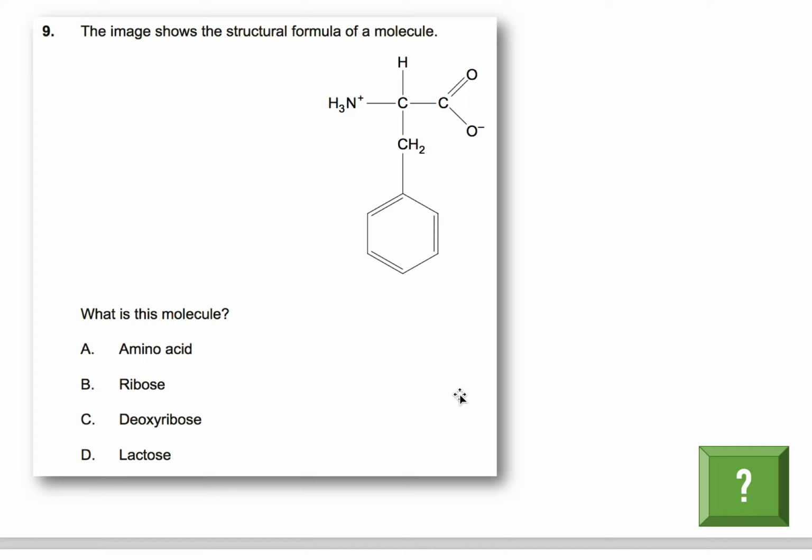Next one. The image here shows the structural formula of a molecule. Structural formula just means the actual way you draw out the molecule. So we can see automatically that this is an amino acid because we can see the N, this amino group here. It's bonded to a carbon, which is bonded to this R group. This whole thing right here represents the R group, and this one here represents our carboxyl group.